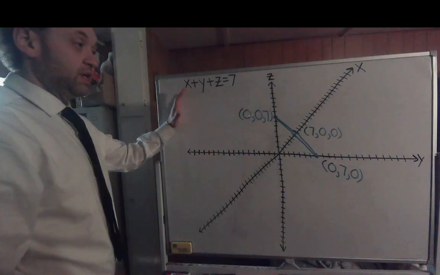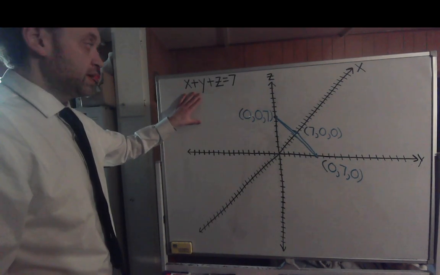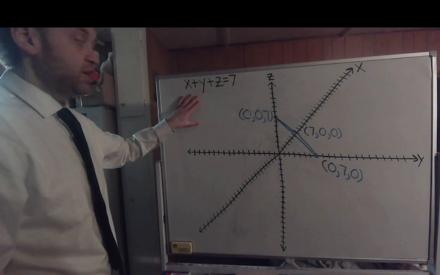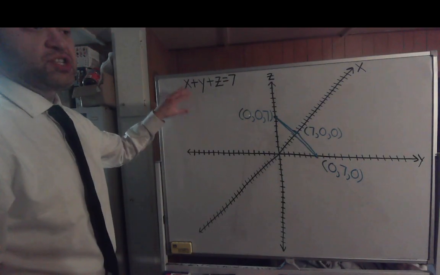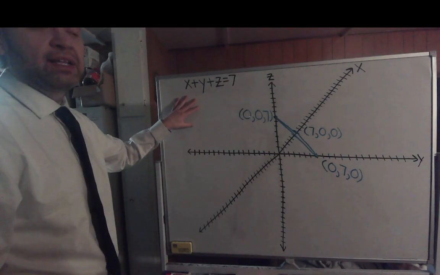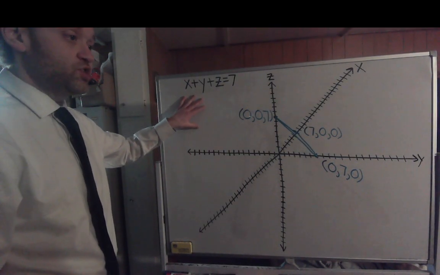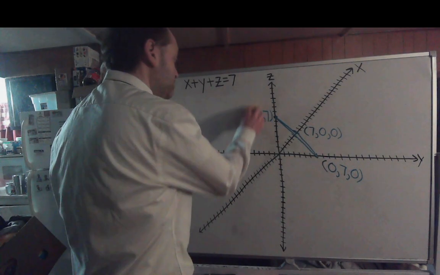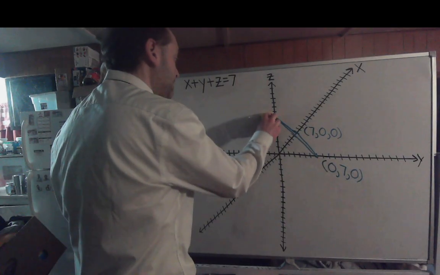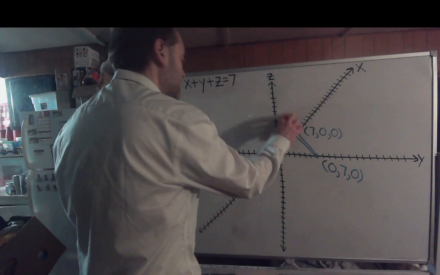So usually when you have a three-dimensional equation, a three-variable equation, you're going to get a triangular plane. If it were just a two-variable equation, you would get a line. When you're dealing with a three-variable linear equation, you're going to often get a triangular plane. That's an important difference. That's the three-dimensional equivalent to a line.